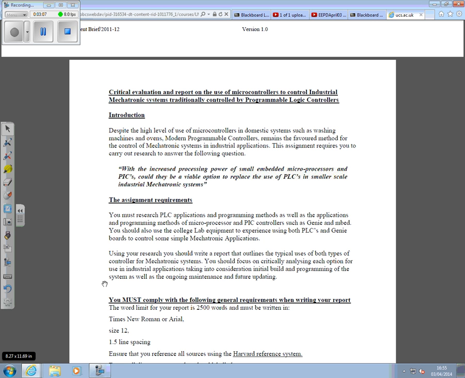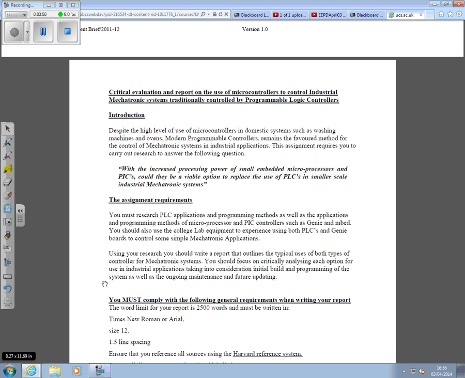So I'm asking you to research PLC applications and programming methods, as well as the application and programming methods for microprocessor and PIC style controllers, of which the Genie is one example. There are other educational examples like Mbed and Arduino, as well as the fully fledged industrial microprocessor chips that are out there. Okay? Using your research, write a report that outlines the typical uses of both types of controller for mechatronic systems. Focus on critically analysing each option for its use in industrial applications.